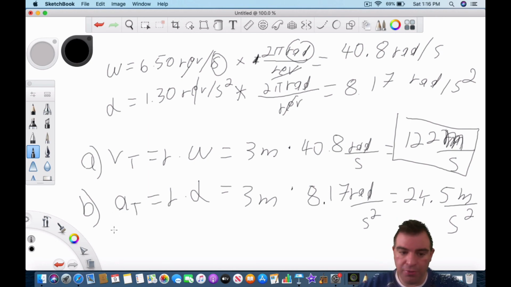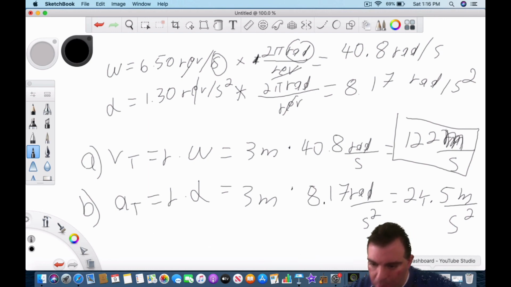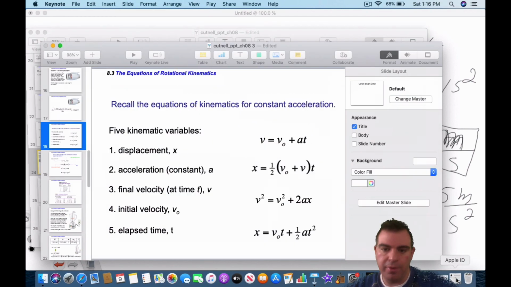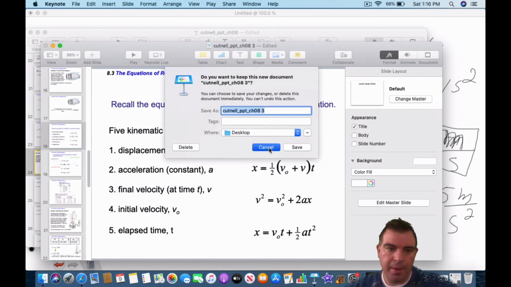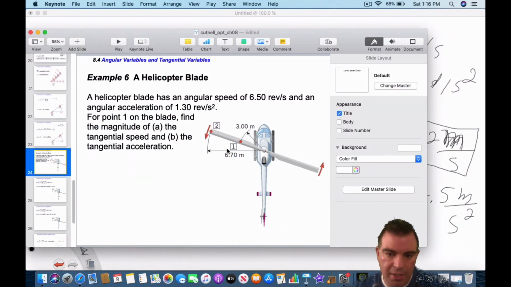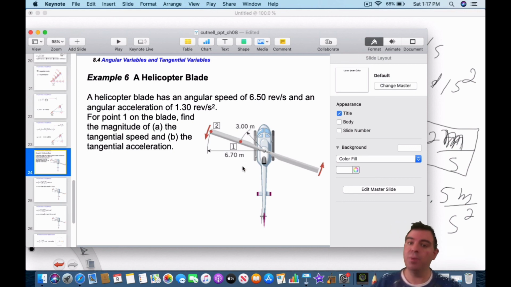Now I want you to find it for the second point. Let me go back to it. Sorry, that's not it. This one right here. It was 6.7 meters. So now I want you to do exactly the same thing, but instead of 3 meters, do it for 6.7 meters, and please send me the answer.